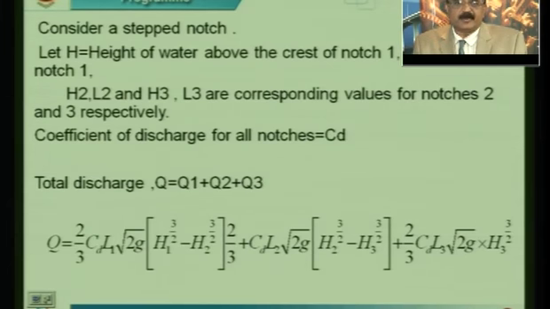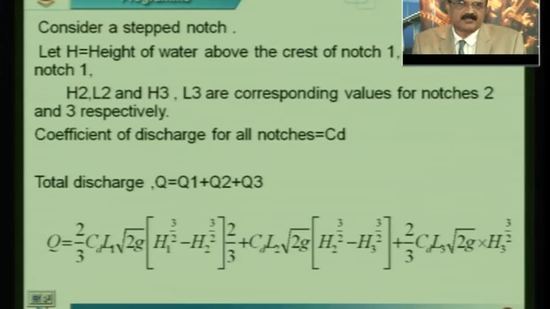So how are you going to correct for L? L minus 0.1 N H. What is that N? N represents the number of end contractions. Kindly recall, I said for a rectangular notch there are 2 end contractions. In that case, if you account for end contractions, my length of the crest becomes L minus 0.2 H. In the present case, I am not considering the end contractions, therefore the discharge equation is equal to 2/3 CD root 2G L H raised to 3 by 2.